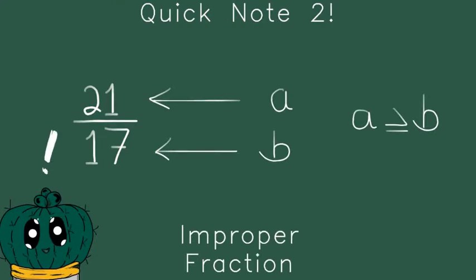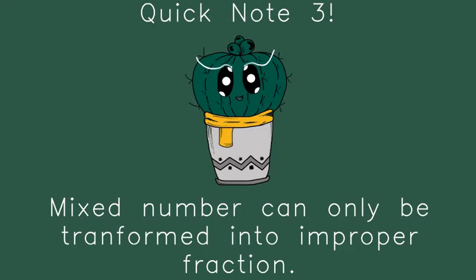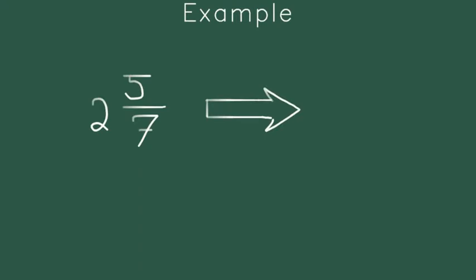Another quick note: the upper portion we're going to be referring to as a, and the lower portion is going to be referred to as b. Another note, a mixed number can actually only be transformed into improper fractions. They cannot be transformed into proper fractions. Let's actually try to do the task using this example: 2 whole 5/7.